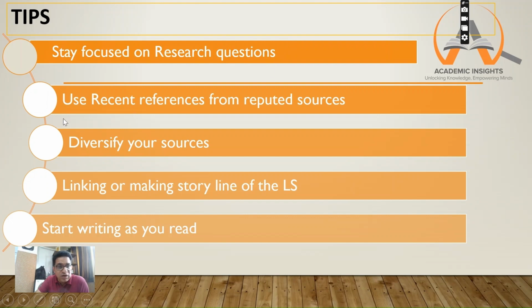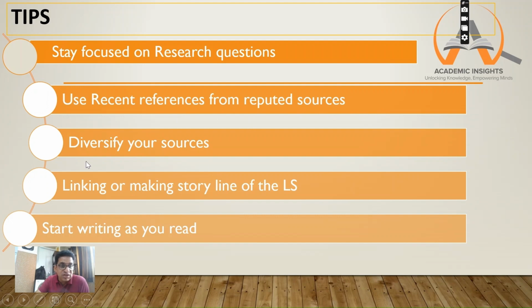And most importantly, we have to use recent references from reputed sources. This is a very important point, because if we are writing a paper in 2024, we need to cite at least 3 or 4 sources from 2023 and 2024. This will highlight that you have already reviewed the current literature, what is going around the research community.